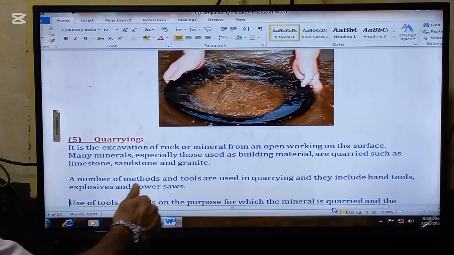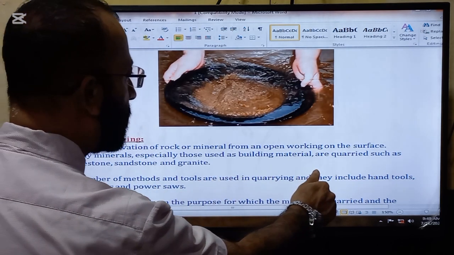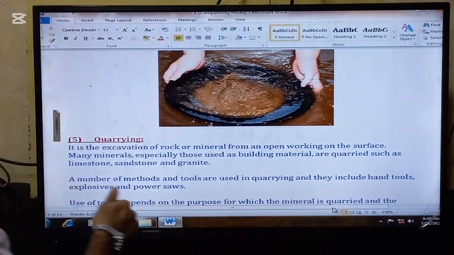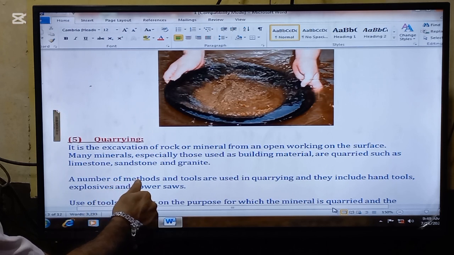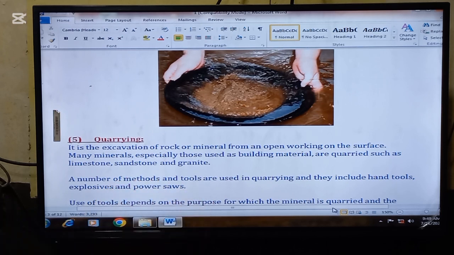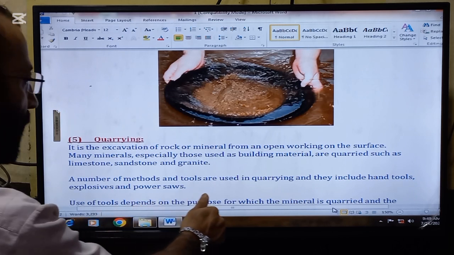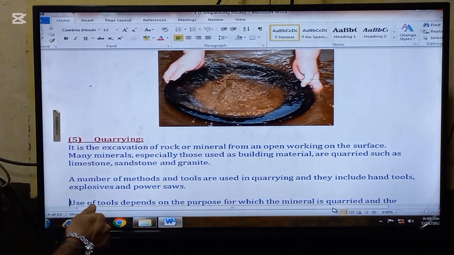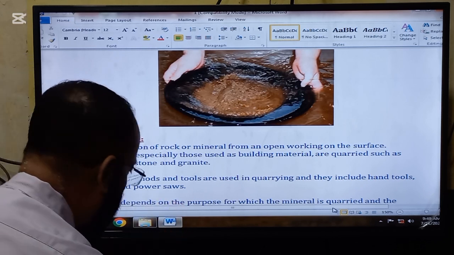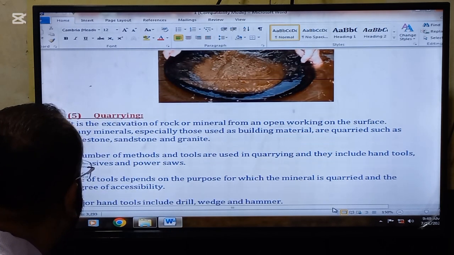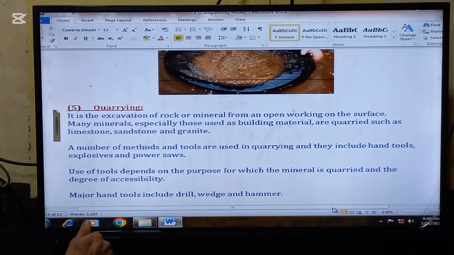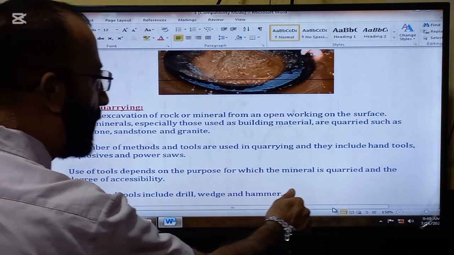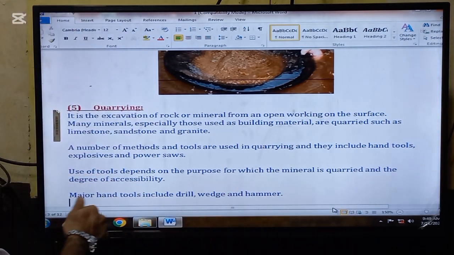Many minerals, especially those used as building materials, are quarried, such as limestone, sandstone, and granite. A number of methods and tools are used in quarrying, and they include hand tools, explosives, and power saws. Use of the tools depends on the purpose for which the mineral is quarried and the degree of accessibility.